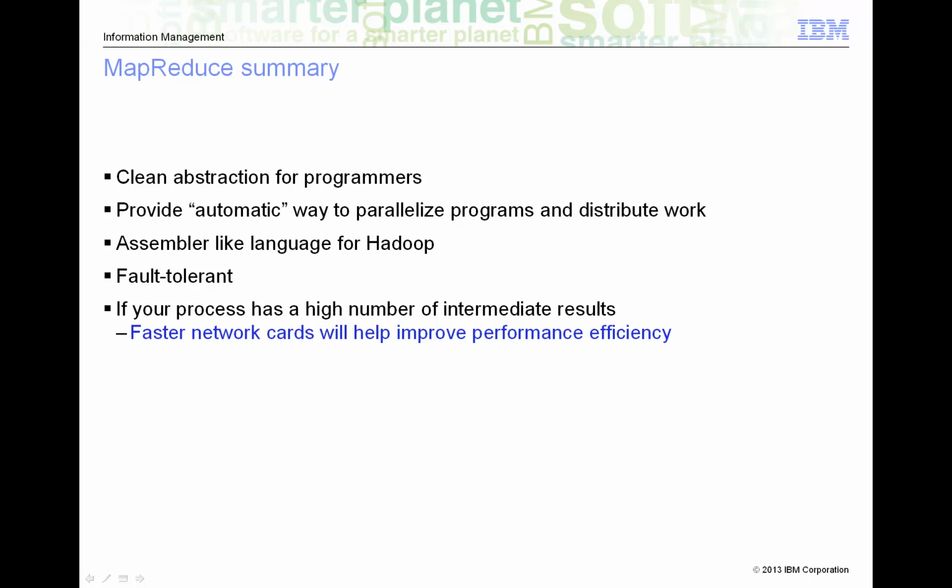Map functions run in parallel. Reduce functions run in parallel. Processing is done where the data resides. We want to minimize the transfer of data. If a data node has a problem, then the processing is moved to another data node.